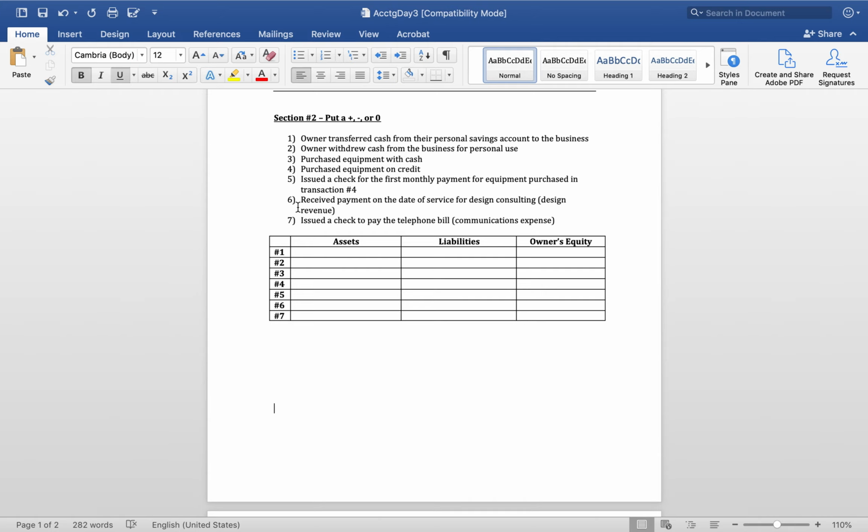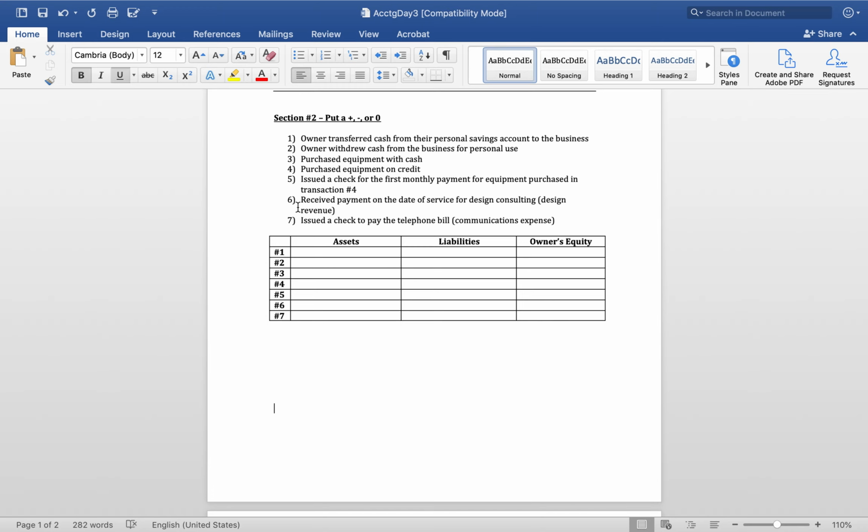Minus for assets, minus for liabilities, 0 for owner's equity. Sorry, minus 0. We issued a check, we lost cash. Number 6, received payment on the date of service for design consulting, design revenue, right?